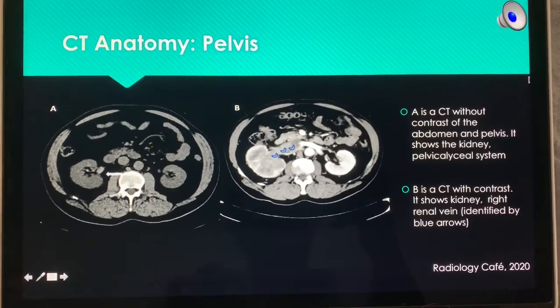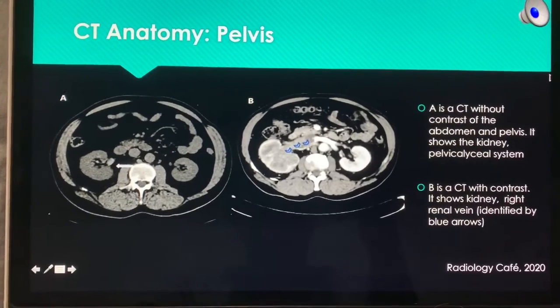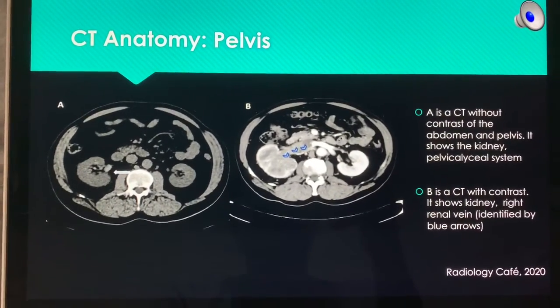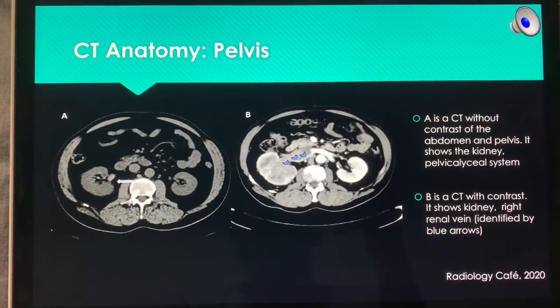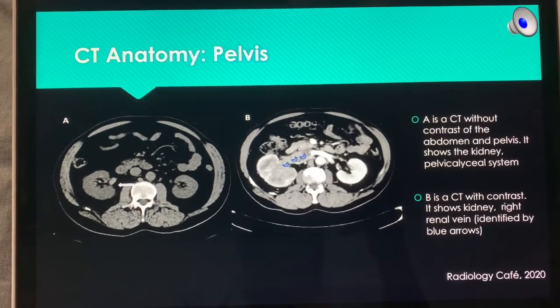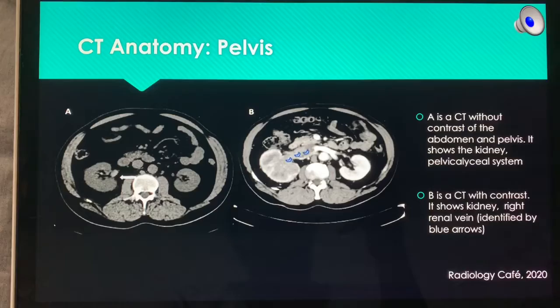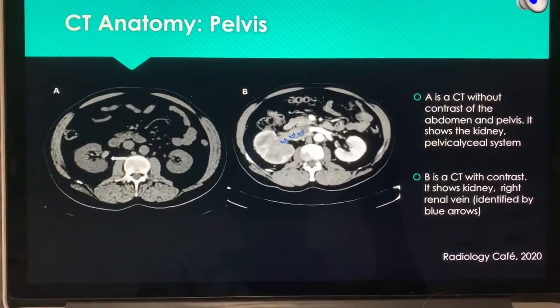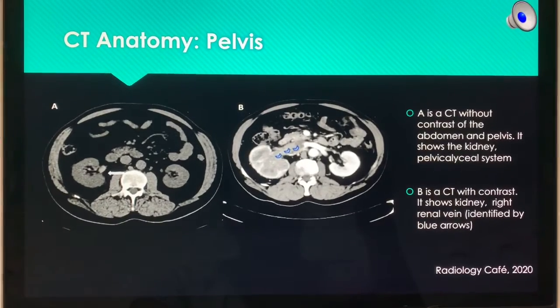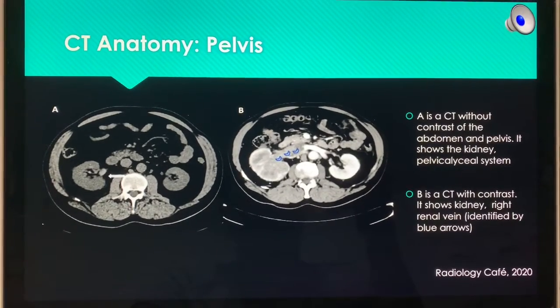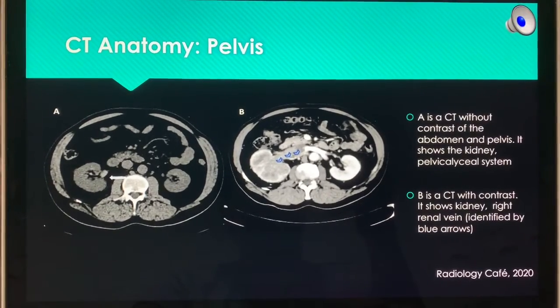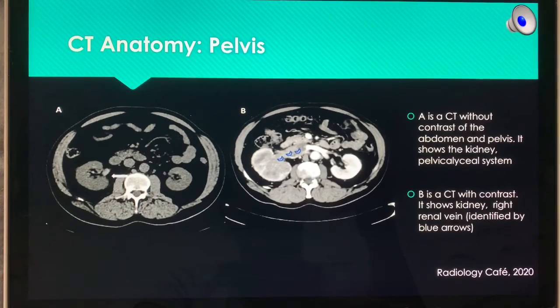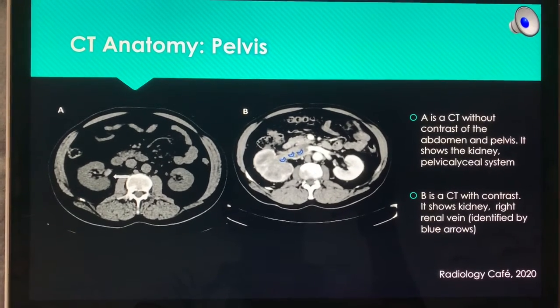On this slide, we will discuss the CT anatomy of the pelvis. Image A to the left is a CT scan without contrast of the abdomen and pelvis. It shows the kidneys and pelvicalyceal system. Image B to the right is a CT scan with contrast, and it shows kidneys and right renal vein identified by the blue arrows.